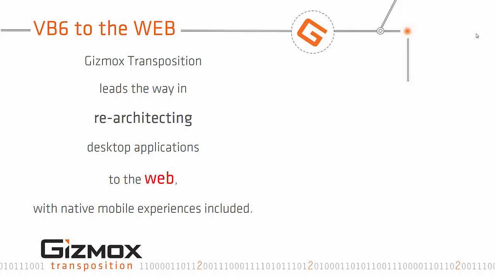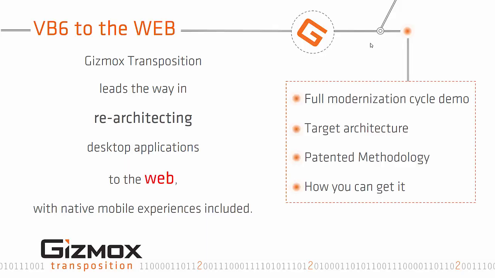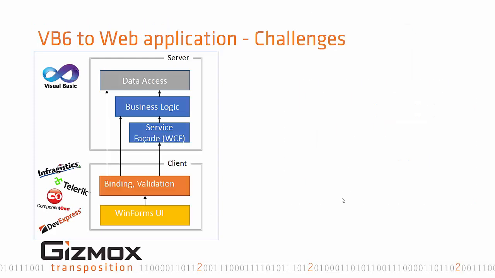Welcome to a brief demonstration of re-architecting for the web with Gizmox transposition technology. We will center on re-architecting enterprise-scale VB6 applications, and what we will be watching is a full modernization cycle. We will demonstrate going from VB6 to a web application. We'll show the target architecture. We'll discuss the patented methodology and technology that we are using, and we'll talk briefly about how you can get in contact with us to make use of this groundbreaking technology.